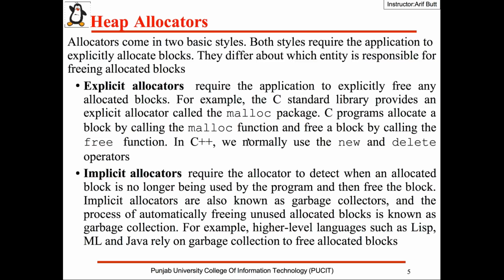Well, dear students, the two main flavors of heap allocators that you come across are explicit allocators and implicit allocators. All the C programs use explicit heap allocators, as the programmer needs to explicitly free any blocks which he or she has allocated using either the malloc or the new operator. On the contrary, Java programs use an implicit heap allocator, as it is the responsibility of the heap manager to detect when an allocated block is no longer used by the program and free the block implicitly.